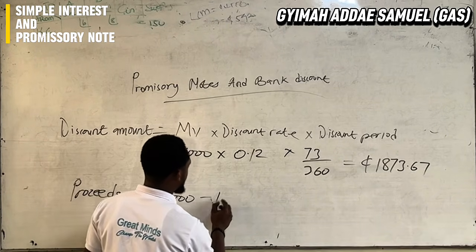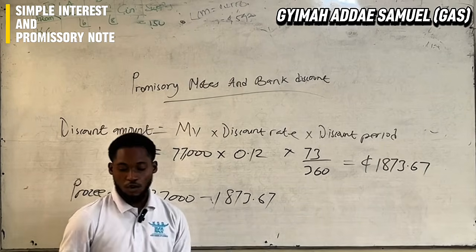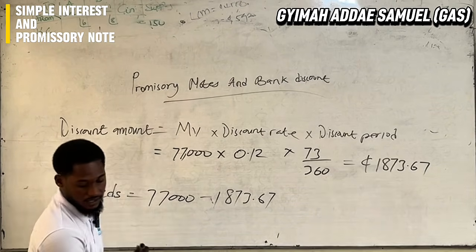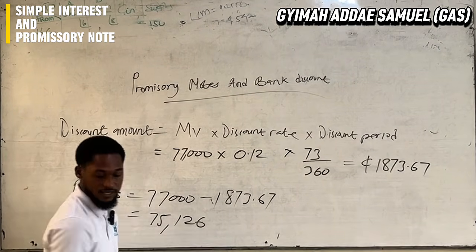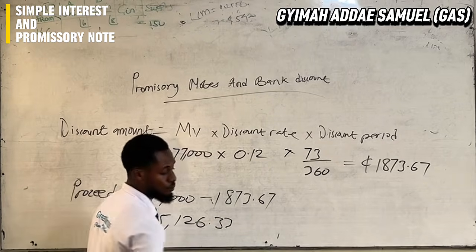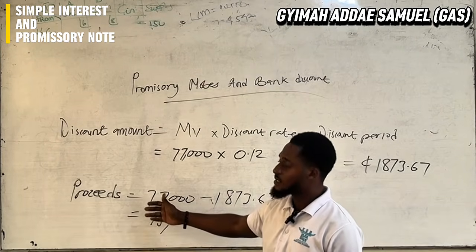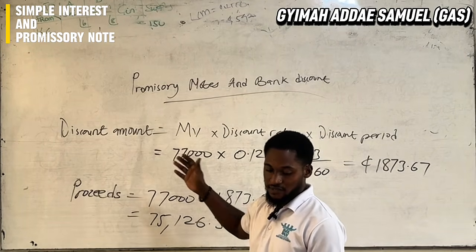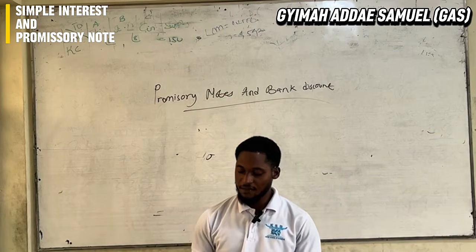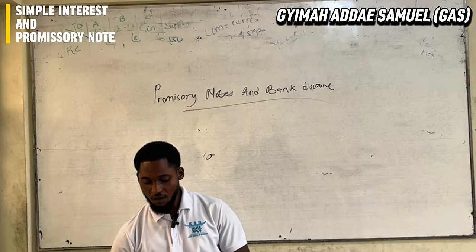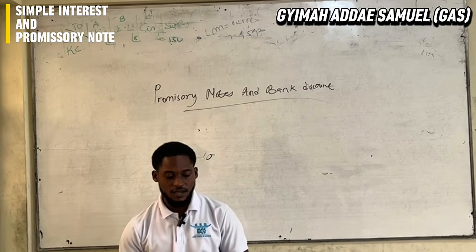The discount amount we just determined is 1873.67, and you are getting 75,126.33. So this is the discount amount and also the proceeds we were asked to find in the II. We've computed our discount amount and our proceeds to Mamaga, and the final question was, how much does Lakayana Financial Services make from the transaction?